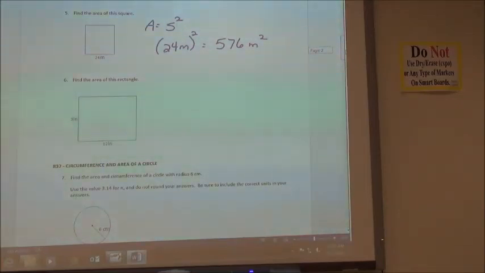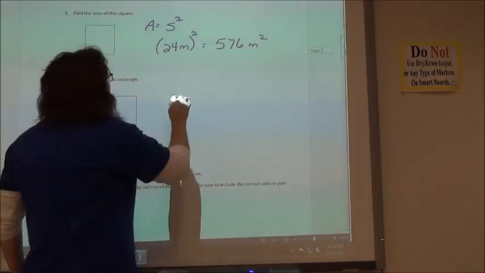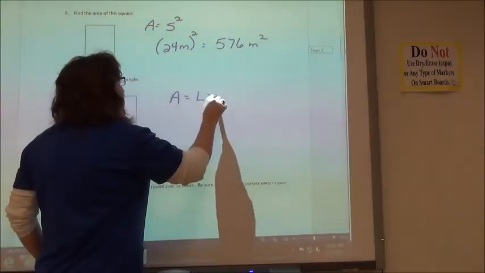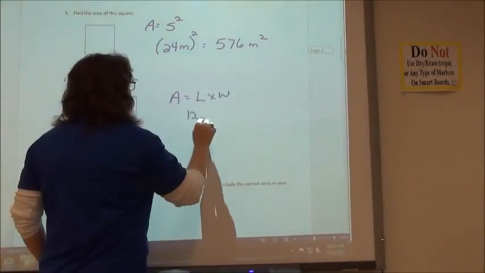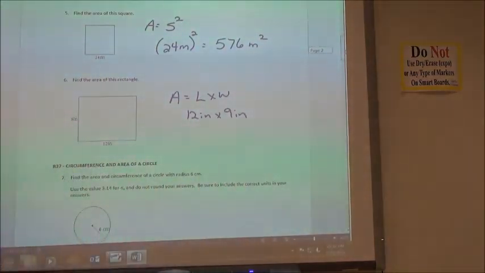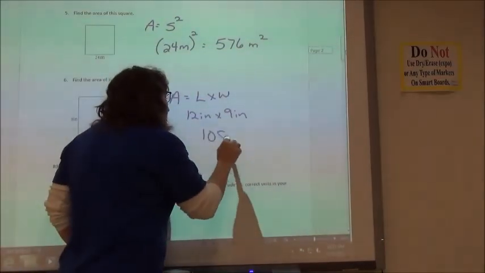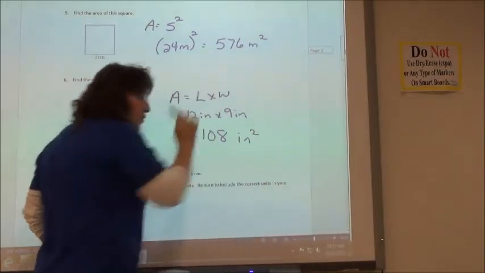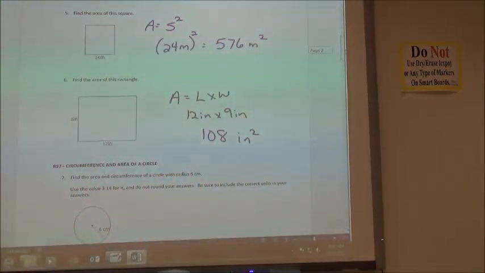576, and again, my label's always going to be in that squared unit, so meters squared. And so on number 6, if you go ahead and find the area of that one, you come up with 108, and my label inches squared. 108 inches squared.